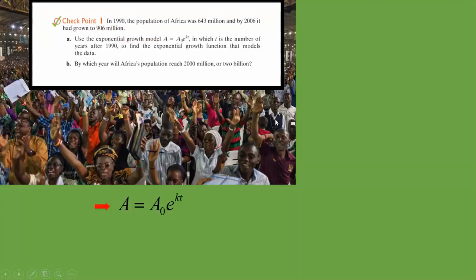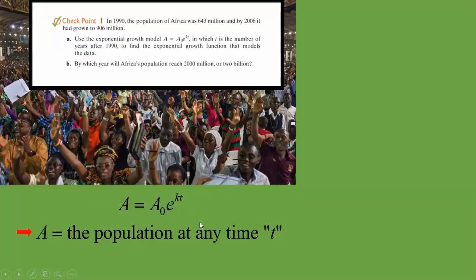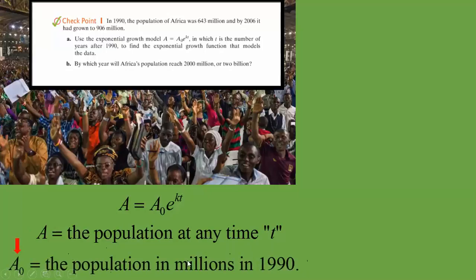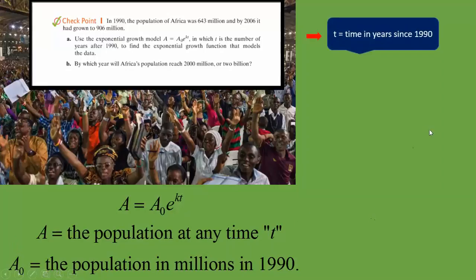So again, we have our basic formula. A is equal to A sub 0 e to the kt, where the variables in the formula represent the following quantities. A represents the population at any time t. A sub 0 represents the population in millions in 1990. So that's the initial size of the population. So that's the time at which we start looking at the size of the population. And t represents the time in years since 1990.